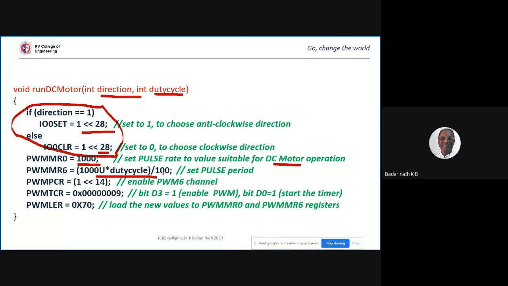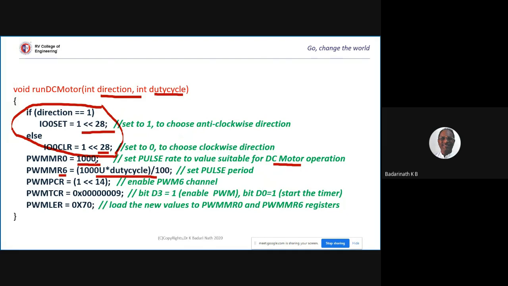If it's a 100% duty cycle, then what will the MR6 value be? MR6 will be 1000 only. That means if you load MR6 the same as MR0, it will be 100%. The motor rotates at the highest speed. If you give any other value here, using this formula, you're loading a value which varies from 0 to 1000.